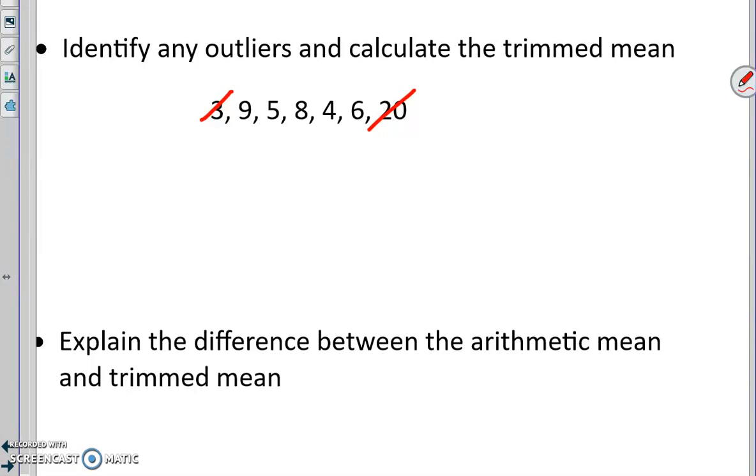My personal opinion is outliers don't necessarily have to be the biggest and the smallest. Like the 20 clearly doesn't belong here. Okay, does the 3 belong with those? I would say so. Like there's a 4, there's a 5. I don't think the 3 is an outlier. But that said, my notes tell me that we're supposed to drop the biggest and smallest. So now we're going to add these guys up. 9 plus 5 plus 8 plus 4 plus 6. And we get 32. And we're going to divide by only 1, 2, 3, 4, 5.